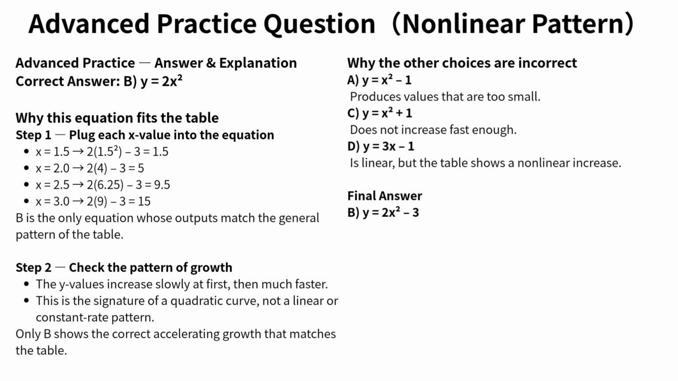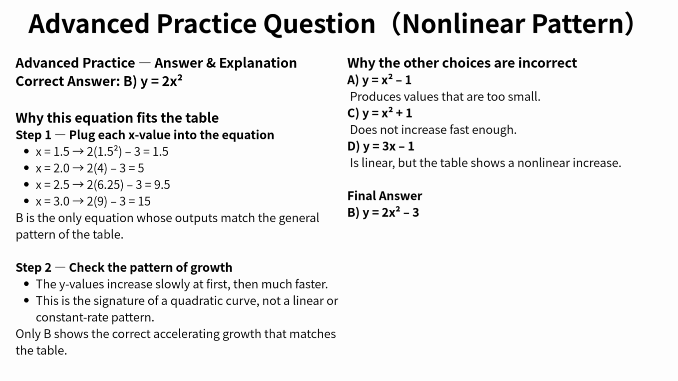Let's walk through the answer step by step. We're given a table where the X values increase in small increments, but the Y values rise faster and faster. This already hints that the relationship is nonlinear. Start with step 1. Plug each X value into the candidate equation B, which is y equals 2x squared minus 3. If you try x equals 1.5, you get 1.5.